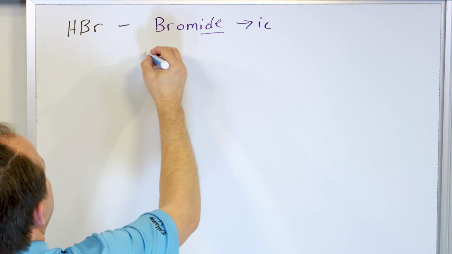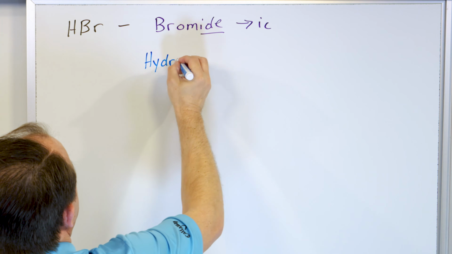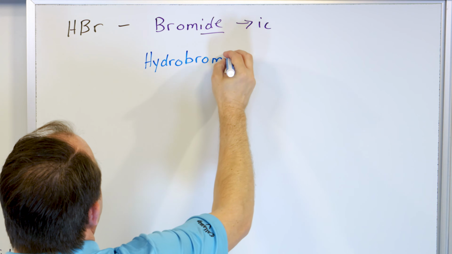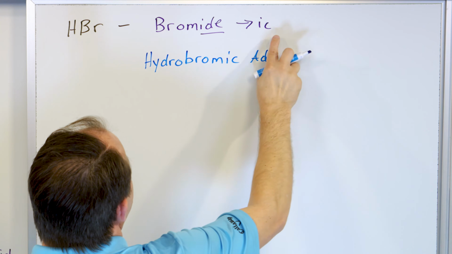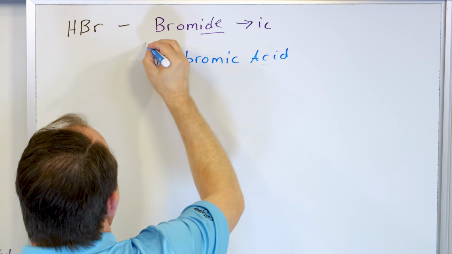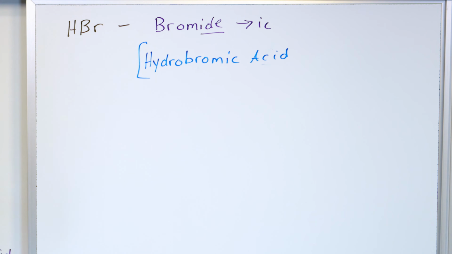So we call this thing hydrobromic acid. If I can spell acid correctly, sorry about that. Right, that's it, hydrobromic acid. A lot of talking just to get to hydrobromic acid.